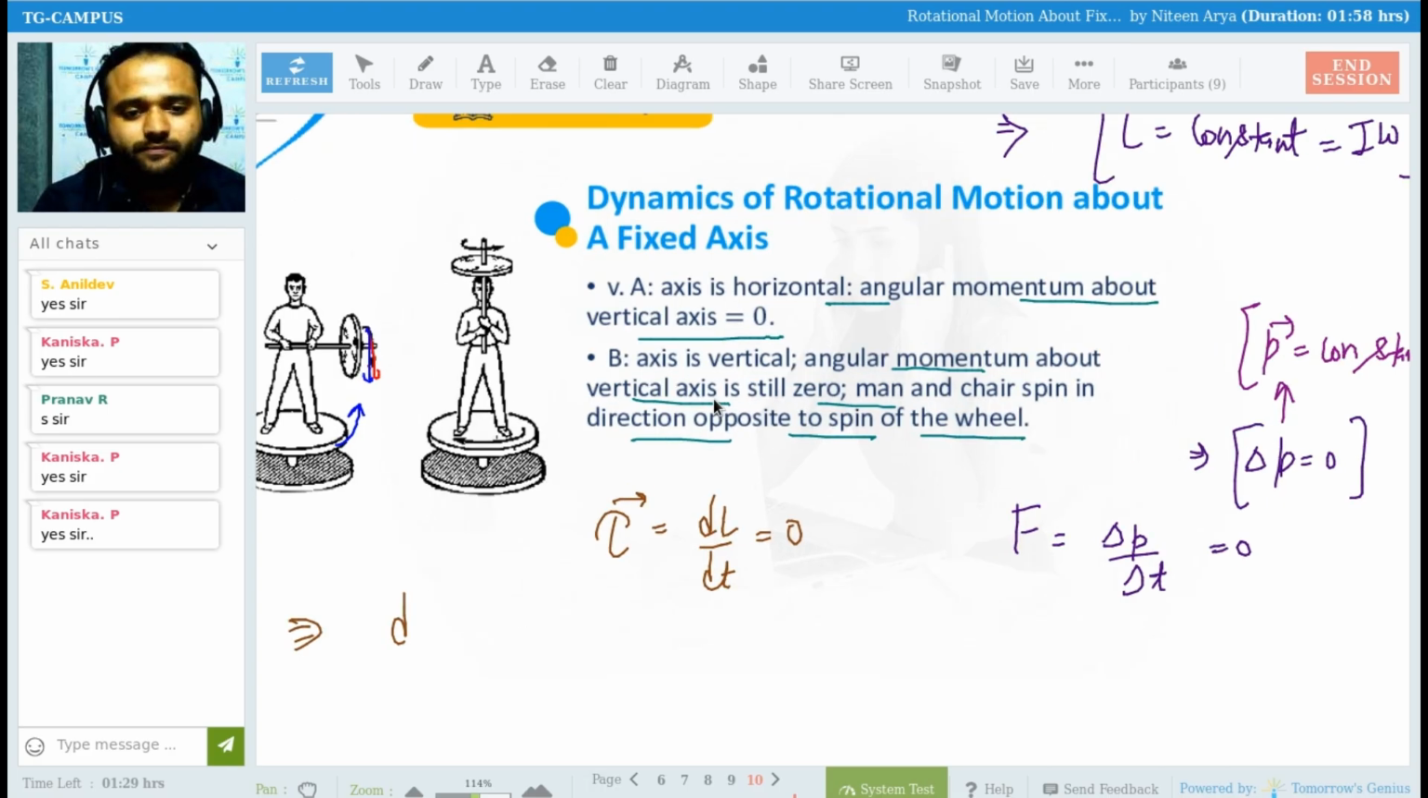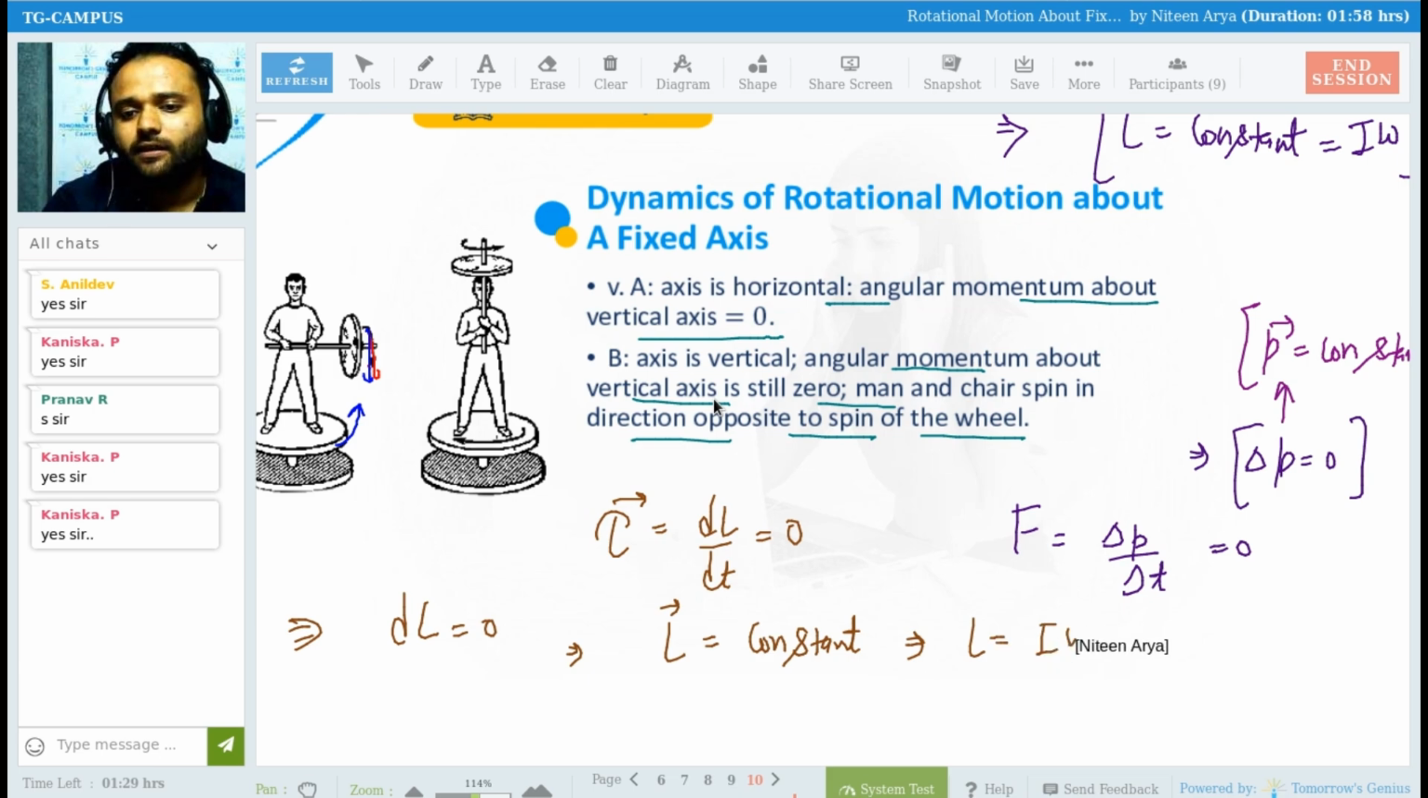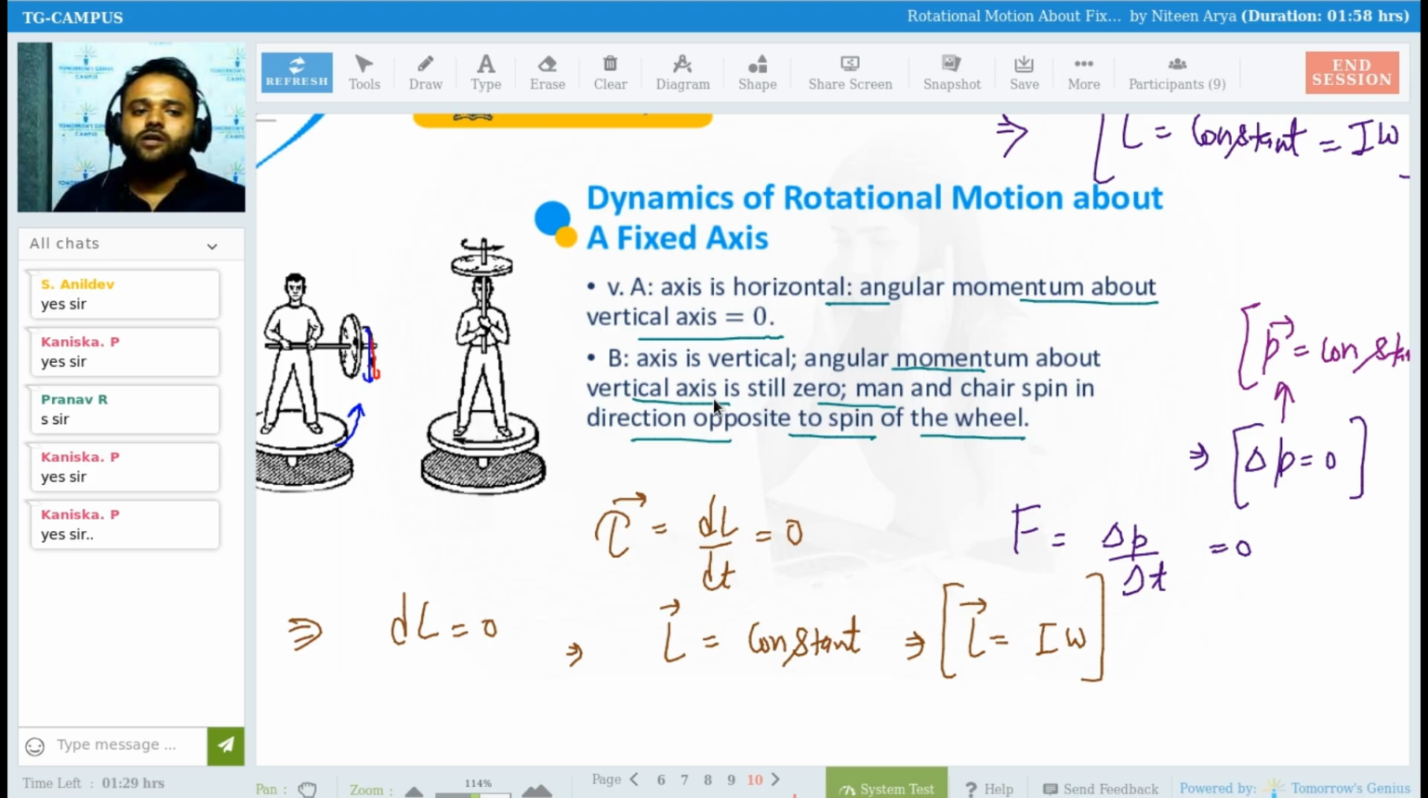Time cannot stop for anyone, for anything. So dL is 0, which states that L, the angular momentum, remains constant. And here we represent L with I into omega. In different cases, I is related to R, which is the perpendicular distance. So if we extend our arms or close our arms, we are basically increasing or decreasing R, the perpendicular distance. In doing so, when the moment of inertia increases, omega decreases; when omega increases, the moment of inertia decreases.